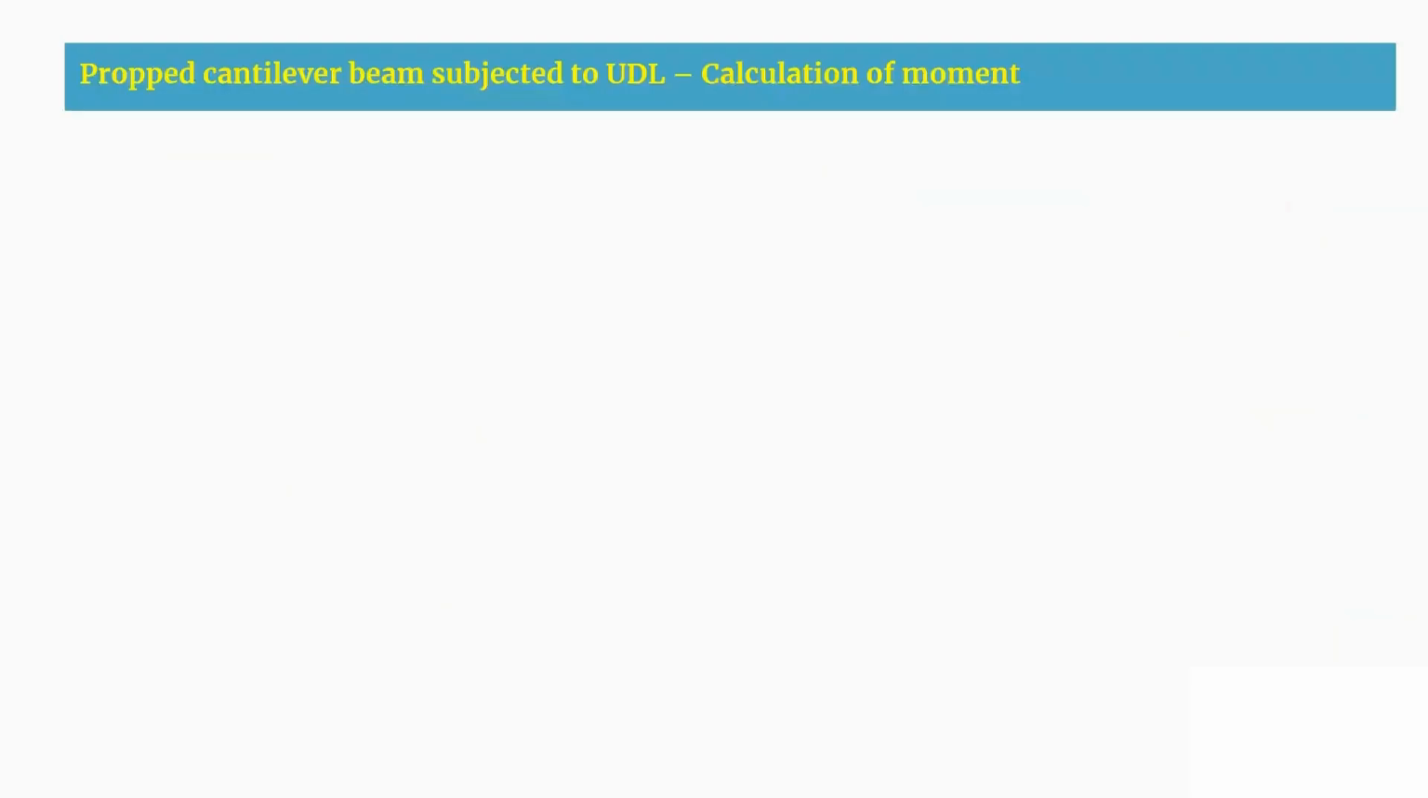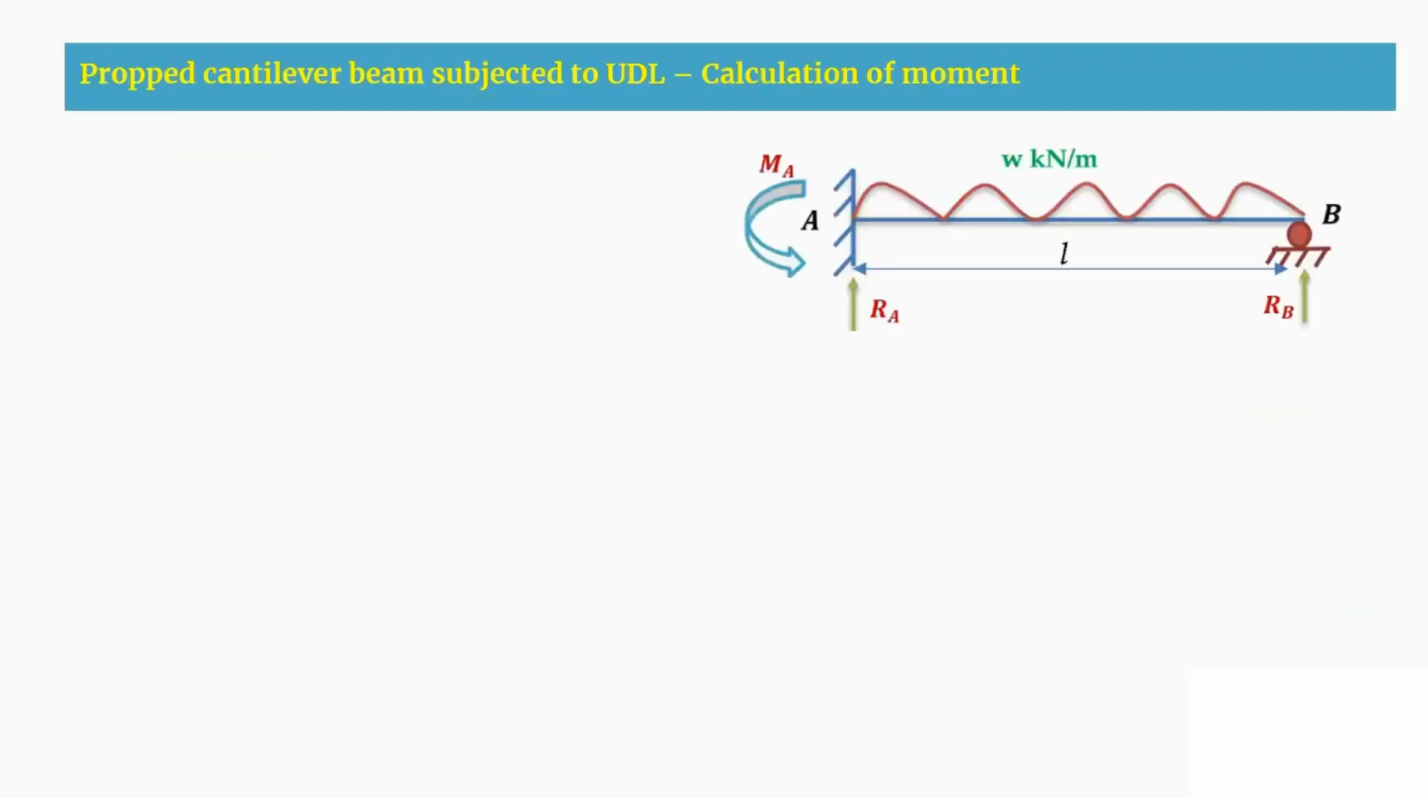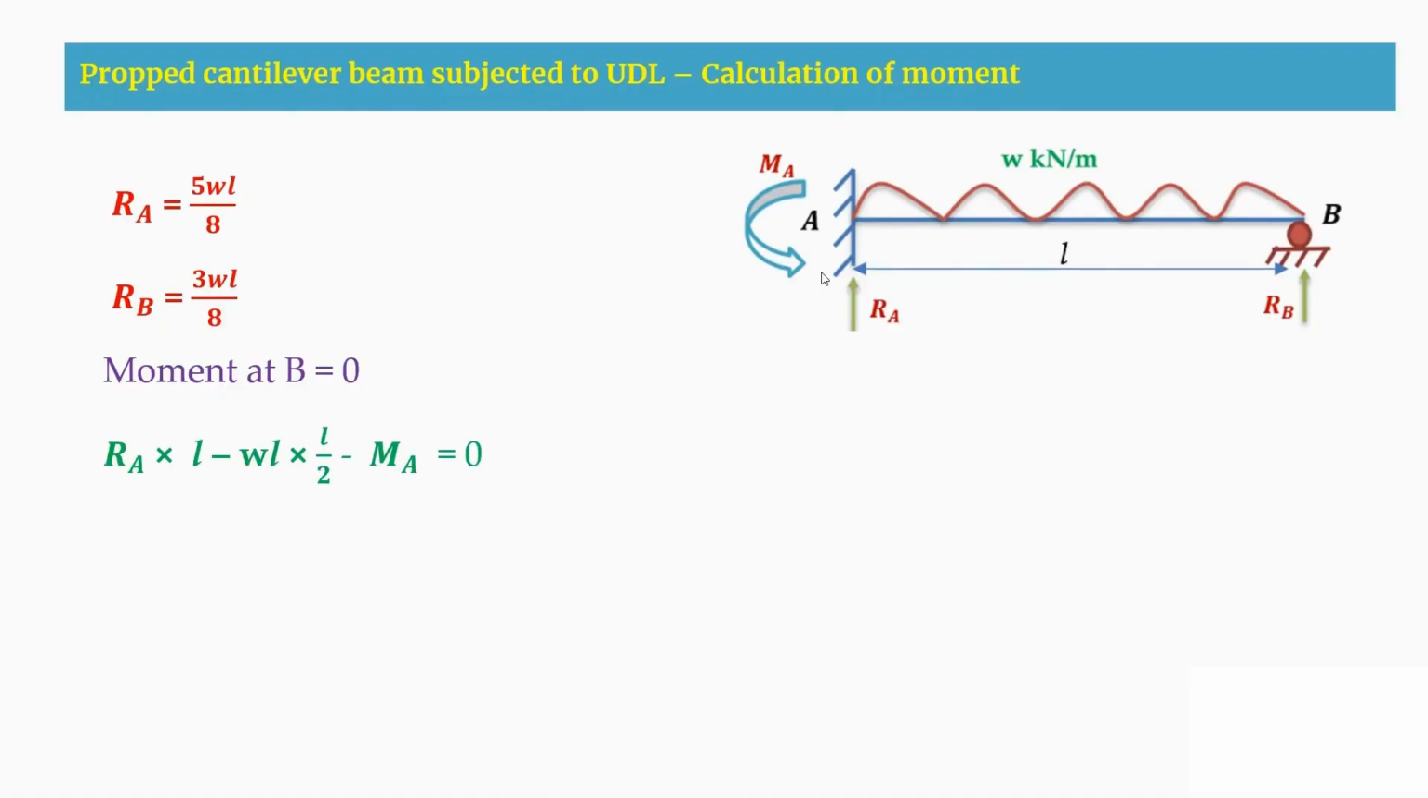Next slide. In this, we are going to calculate the moment. The same beam we are considering, with RA, RB and the moment. Now RA we know is 5WL by 8 from the previous part, RB also 3WL by 8. Now we are taking moment about this point B to be 0. So we can write RA into L, which is in the clockwise direction, plus, I am considering, minus MA, which is in the anti-clockwise direction, and minus W into L, the total load, into L by 2 about this point. That is the equation we are writing, and everything is equated to 0.